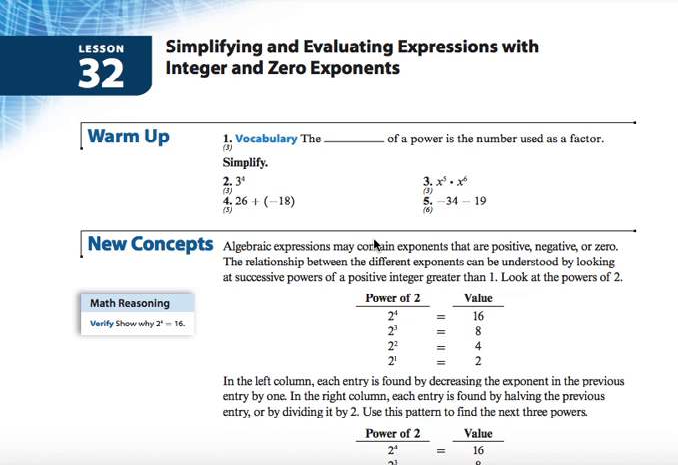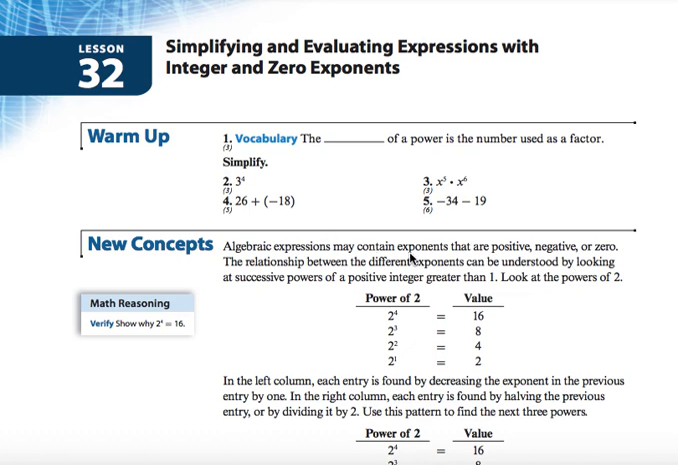Lesson 32, simplifying and evaluating expressions with integer and zero exponents. Today in our new concepts, we're going to learn how to take on expressions that have an integer or a zero exponent in it and the rules that go behind how you simplify an expression with one of those exponents.